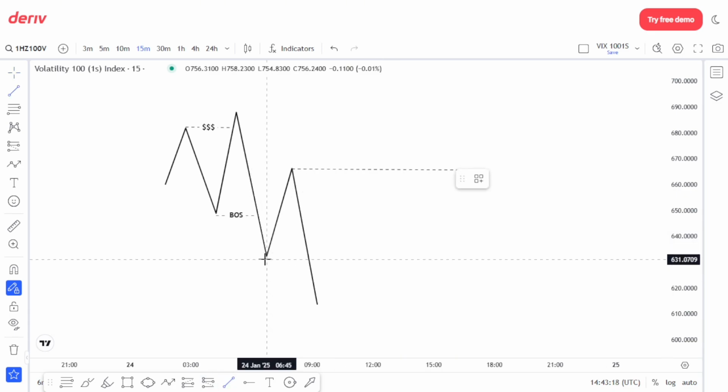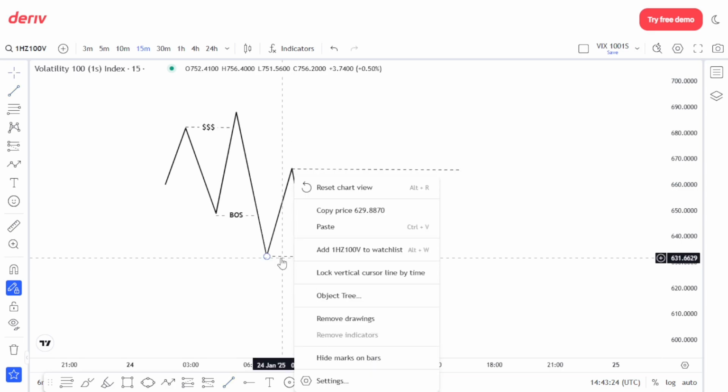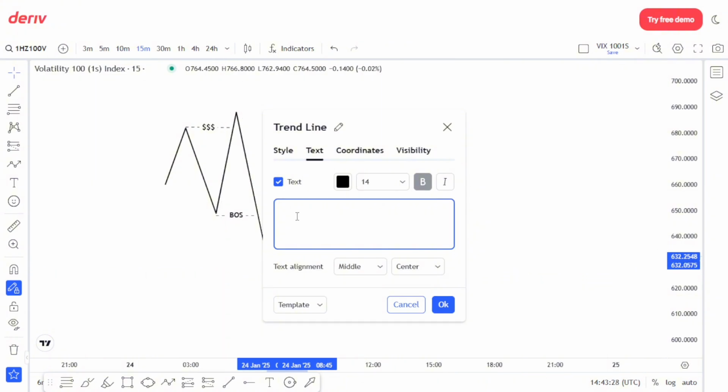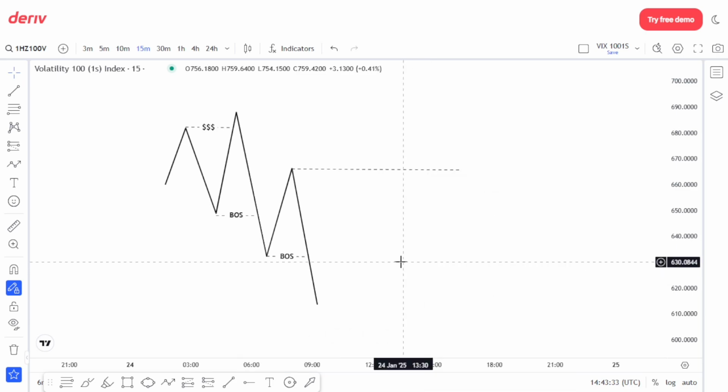Then the next thing we'll look for is the break of structure to the downside. So we have a second break of structure. It is compulsory that all these three things align for you to take a trade, either a buy or sell trade.